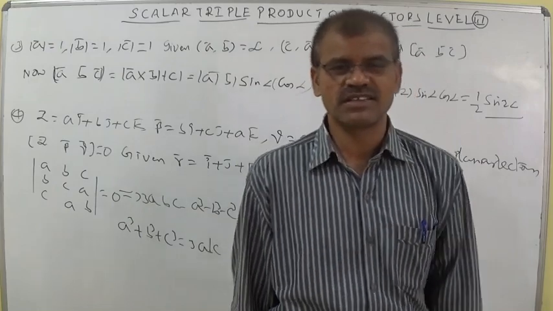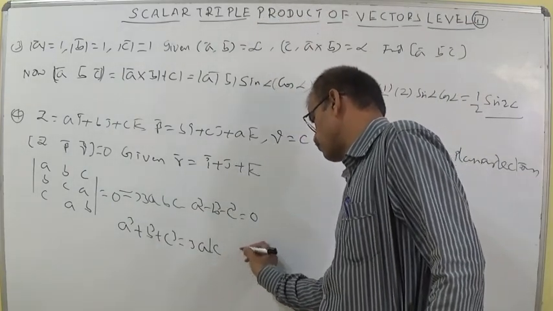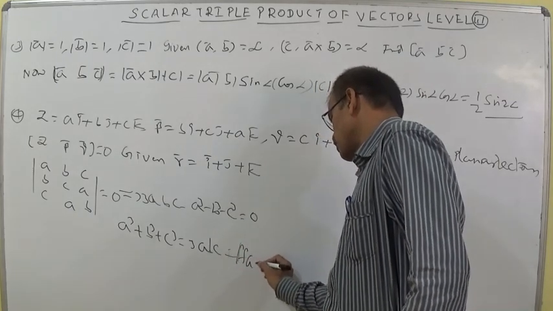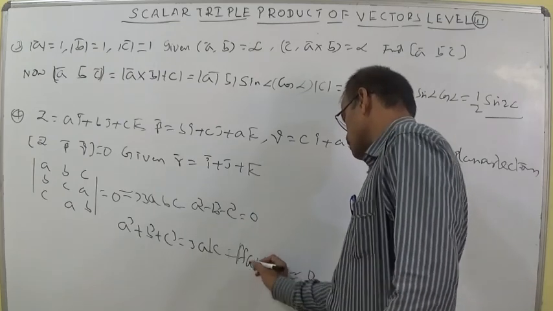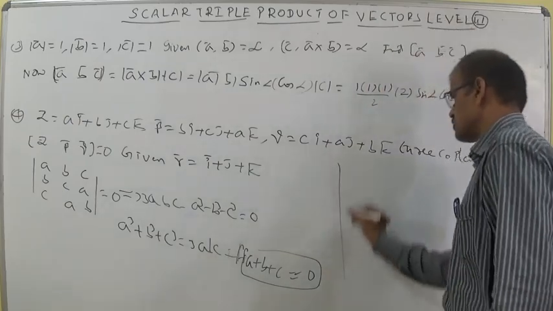According to 8th class knowledge, a cube plus b cube plus c cube is equal to 3abc, if and only if a plus b plus c is equal to 0. If a plus b plus c is equal to 0, then only the condition a cube plus b cube plus c cube is equal to 0.